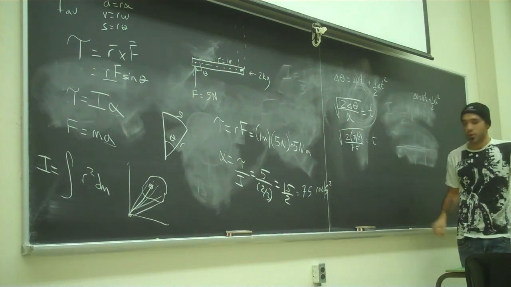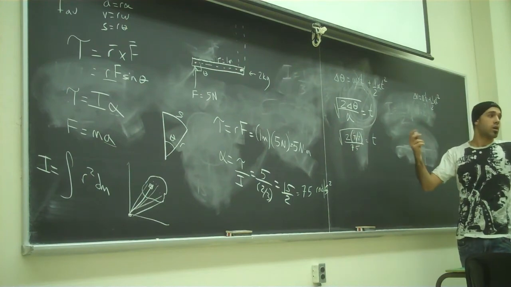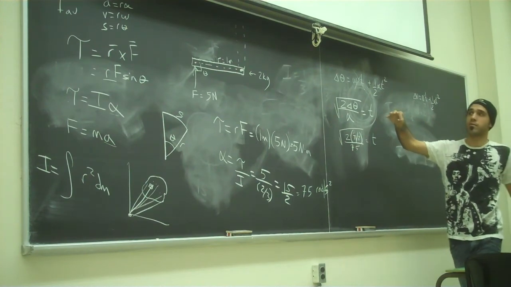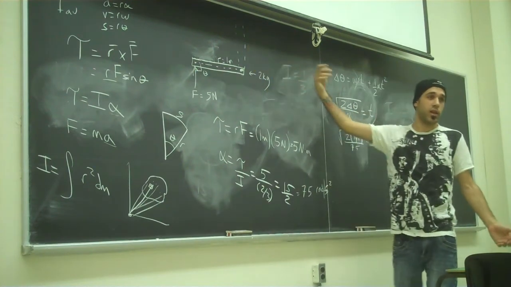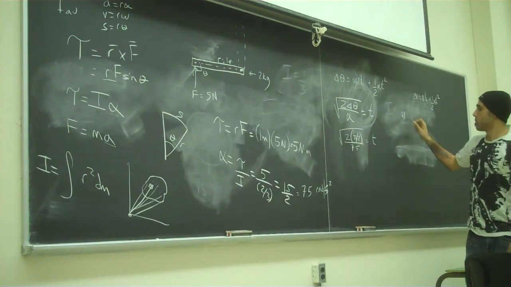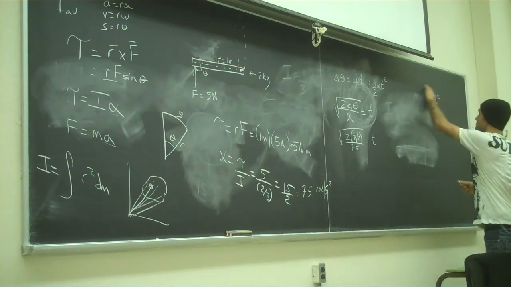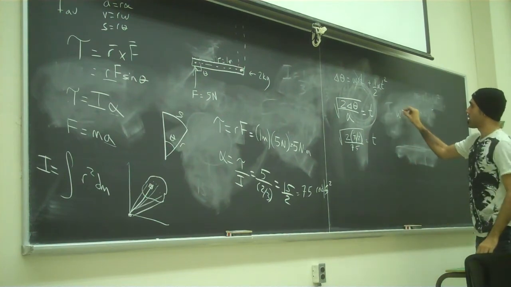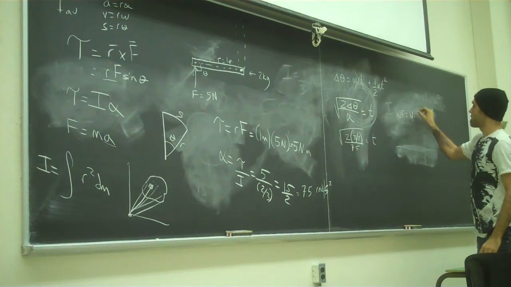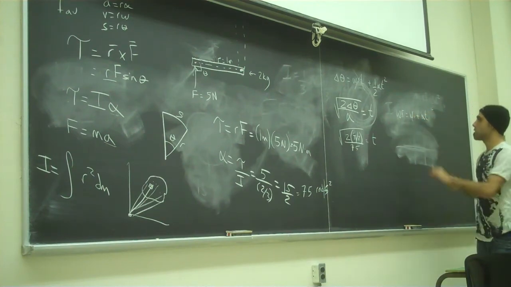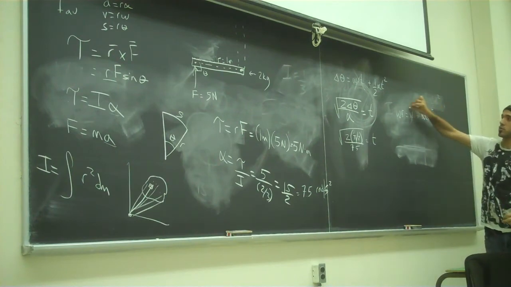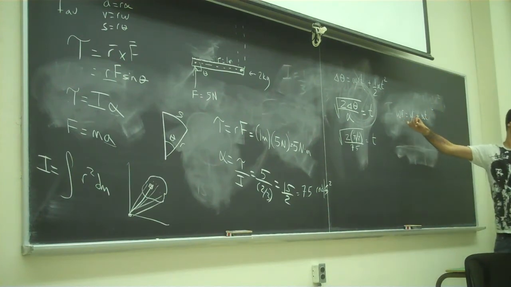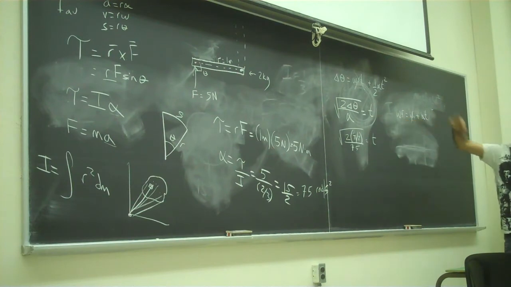You'll see it's not so bad. Obviously, once I found the time, if I want to know how fast the door is moving at this point, I can calculate the angular velocity using omega final is equal to omega initial plus alpha t. So now I know how much time went by. I know the angular acceleration. The initial velocity again was 0. I can find out the final angular velocity of the door at that point.